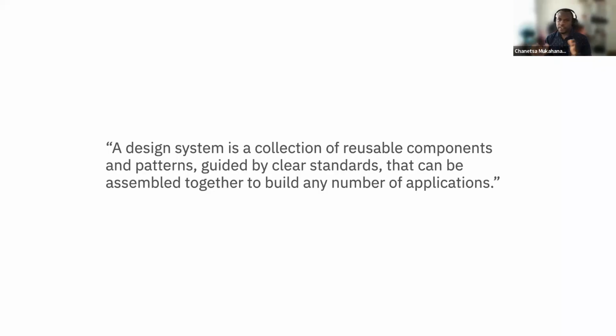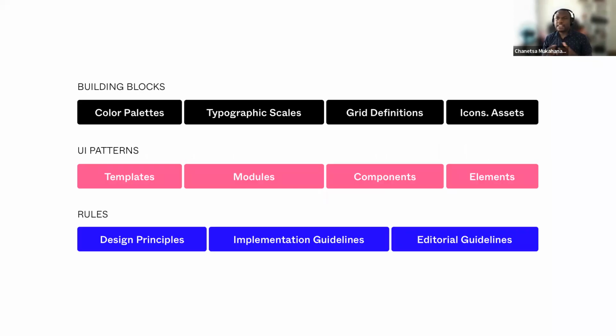So let's start by defining a design system, just so that we're on the same page in case there's someone who doesn't know. A design system is a collection of reusable components and patterns that are guided by clear standards that can be assembled together to build any number of applications. So you get all of these different elements that have clear standards and instructions along with them, and you put these together to create different applications, whether they are web applications, mobile applications, any different type of applications, even for kiosks. Any digital touch point, you can use a design system.